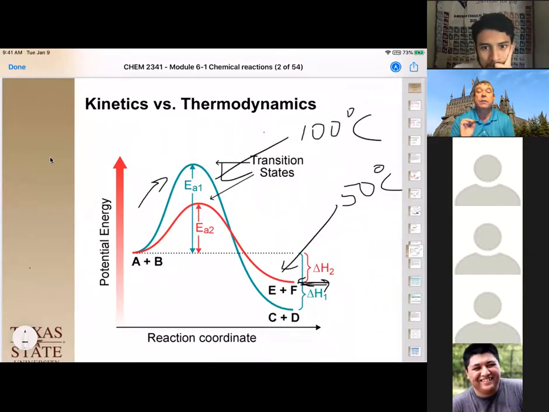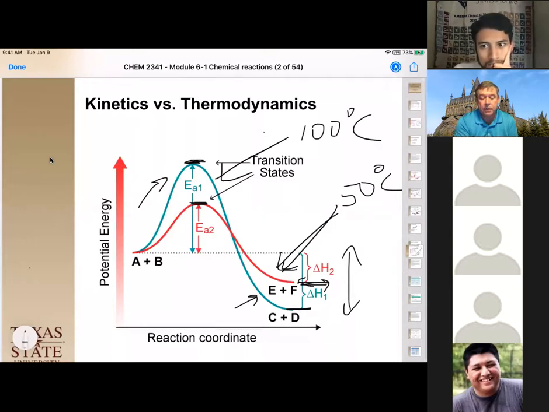Now we have enough energy to not only go past this transition state, but go to a different transition state. And if it has enough energy to go to this different transition state, this different transition state actually makes the more thermodynamically stable product because it releases more heat. And therefore, this reaction is thermodynamically controlled. And the first curve here is kinetically controlled.